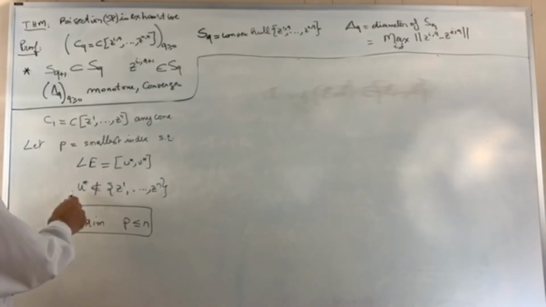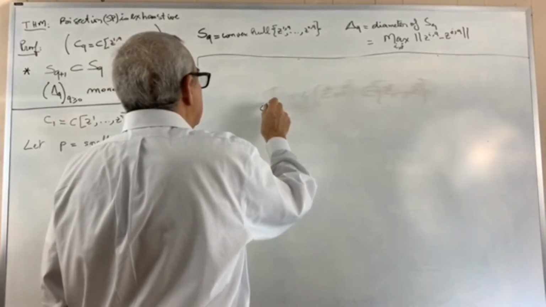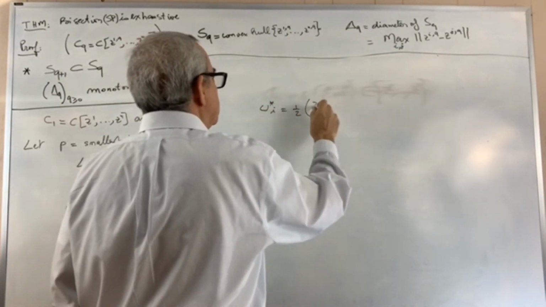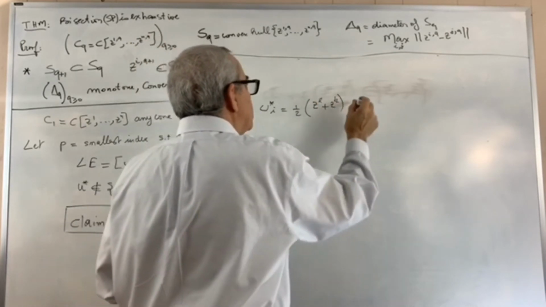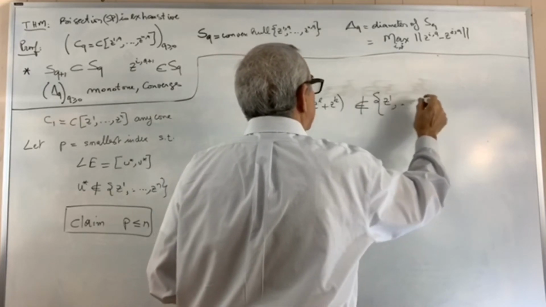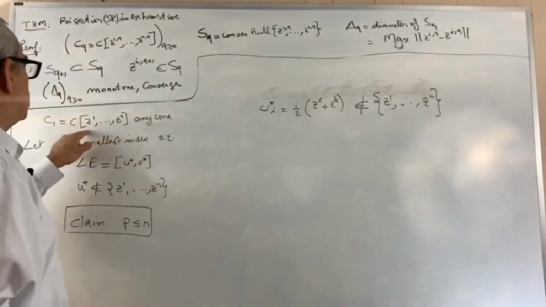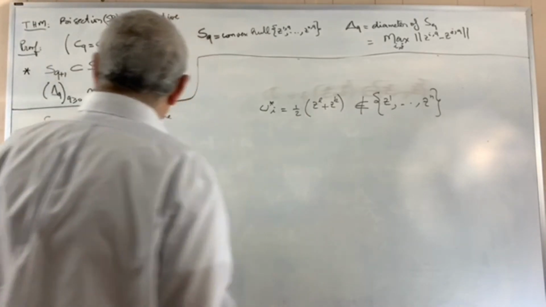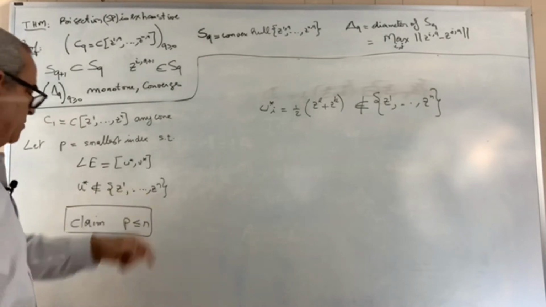To mention why u star is not among the z's. Remember, in the proof, u star was always half of two z's, let's say zl plus zk, right? And this cannot belong to z1, etc., zn, because those are the extreme rays of the cone, and these vectors are independent, so this cannot happen. That's why u star is not among one of the z's, z1 or zn.